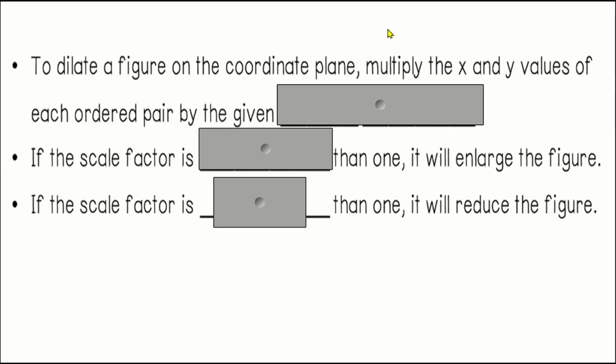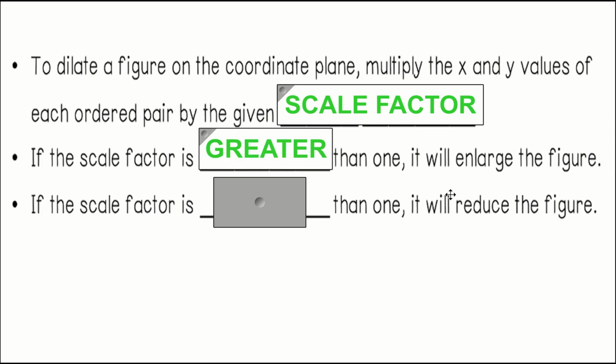So to dilate a figure, what you're doing is you're multiplying the x and y values of the ordered pair or ordered pairs by the scale factor. So the scale factor tells you what's happening to that shape. And all we're doing is multiplying. If the scale factor is greater than 1, it will enlarge the figure. It'll make it bigger.